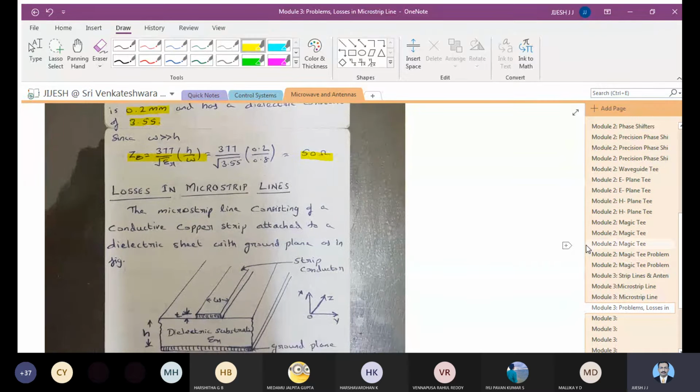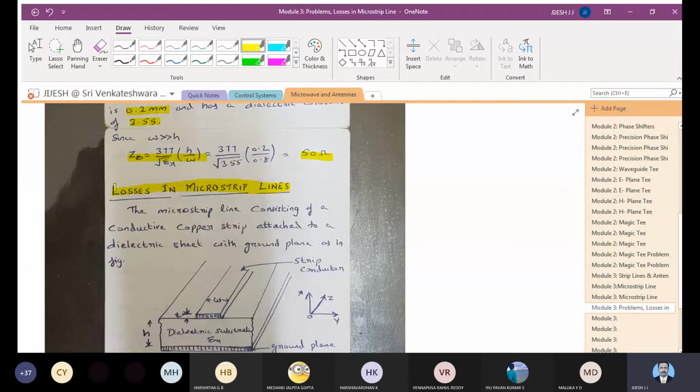You can just write down the heading, losses in microstrip line. Losses in microstrip line is a very important topic and mostly asked in university question papers.